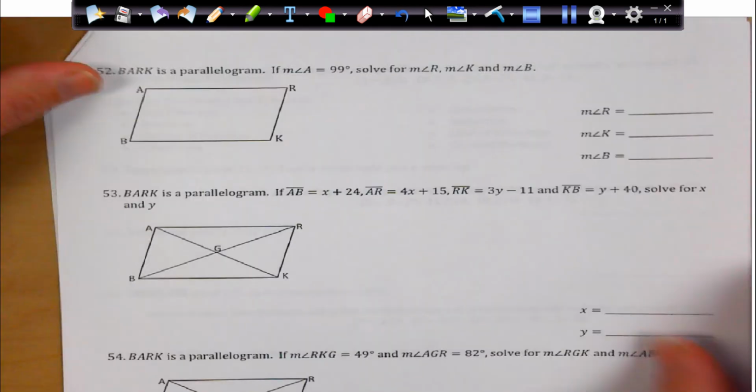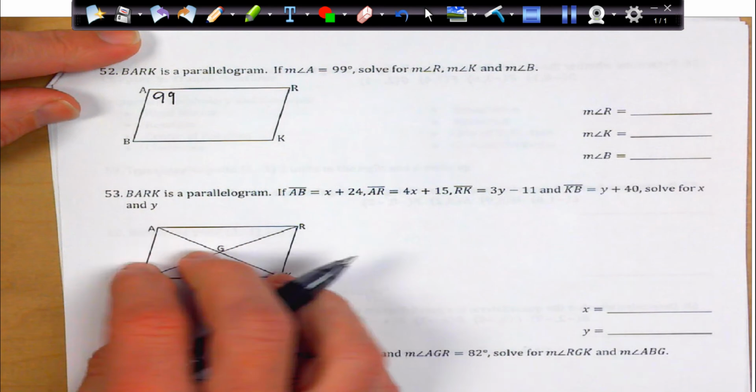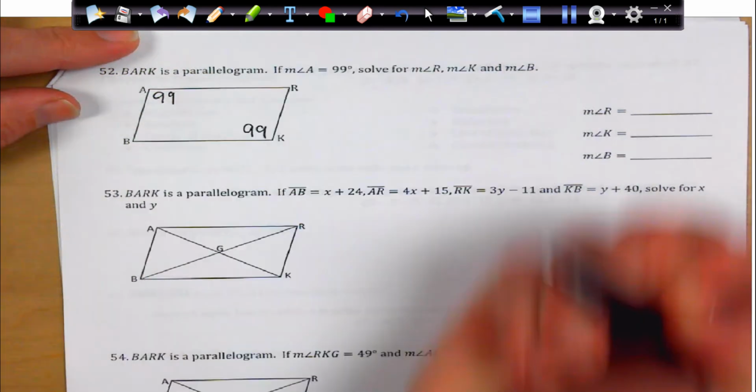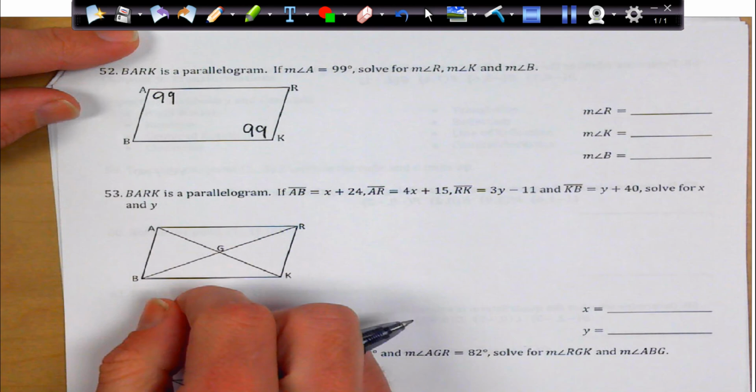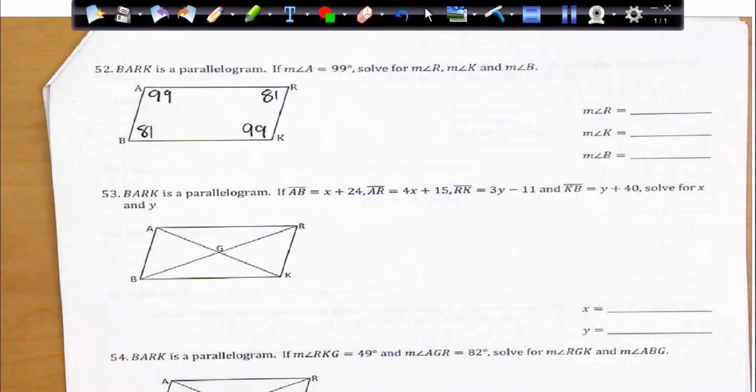So we have a parallelogram here, so angle A is 99. So all we have to do really is remember opposite angles are congruent, so this is also 99. And then consecutive angles add to 180, so this would have to be 81, 81. And just fill it in.